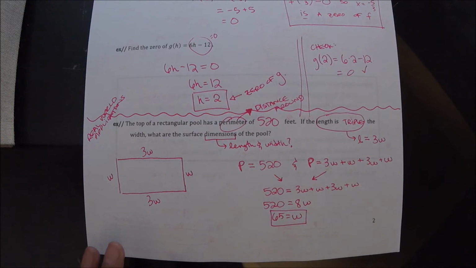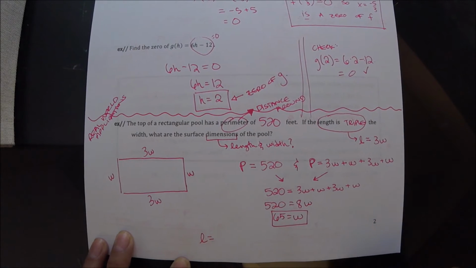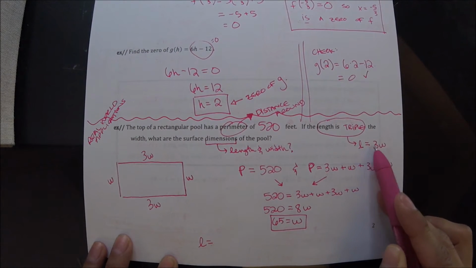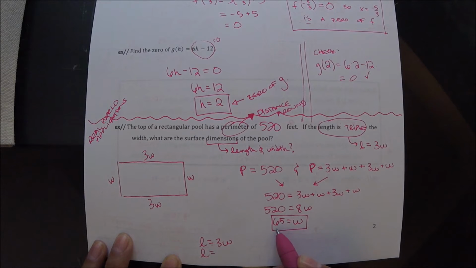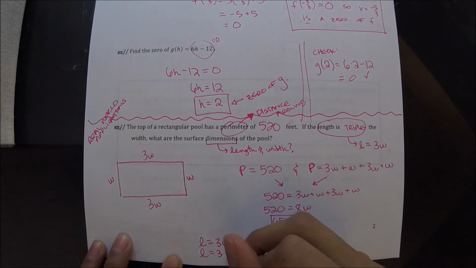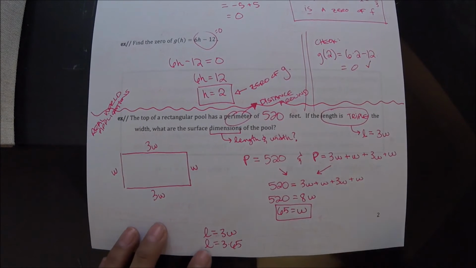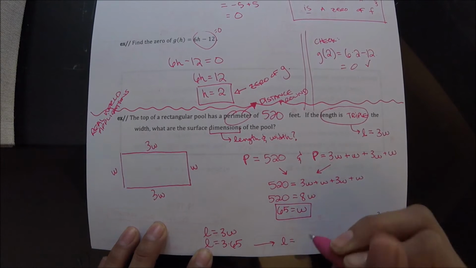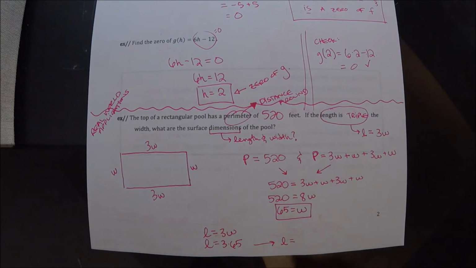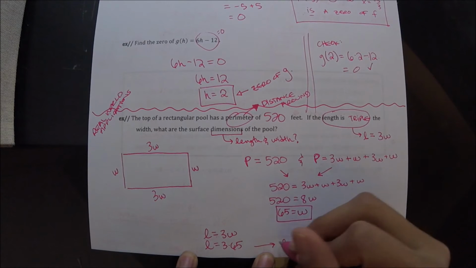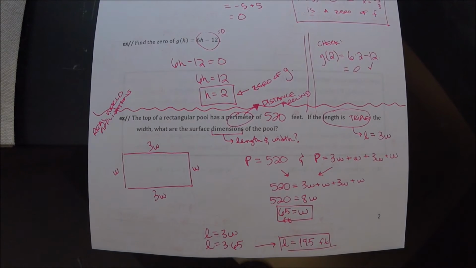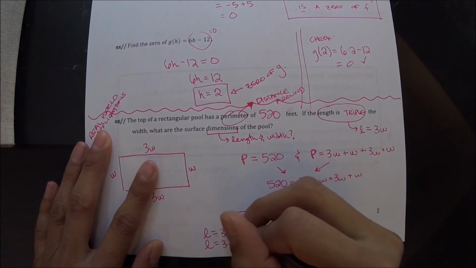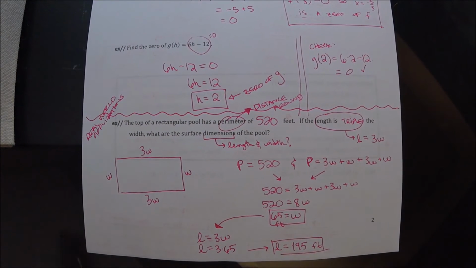Now we need to find the length. But we wrote up here that the length is 3 times W. So we're just going to replace W with 65 because we know that that's what it is. So 3 times 65. So the length is 3 times 65, which is 195 feet. This one's 65 feet. And then we have reached our answer.